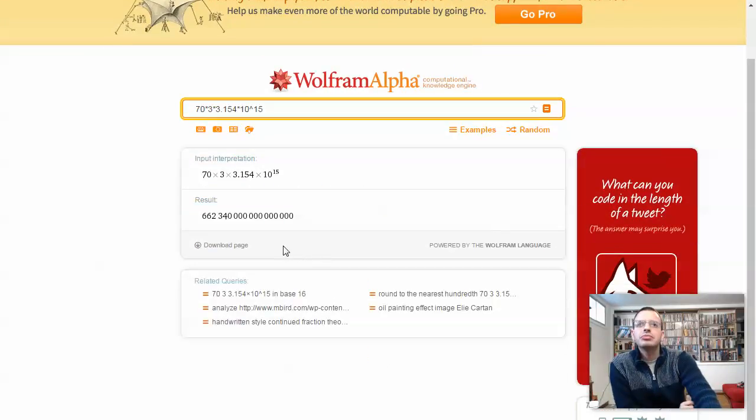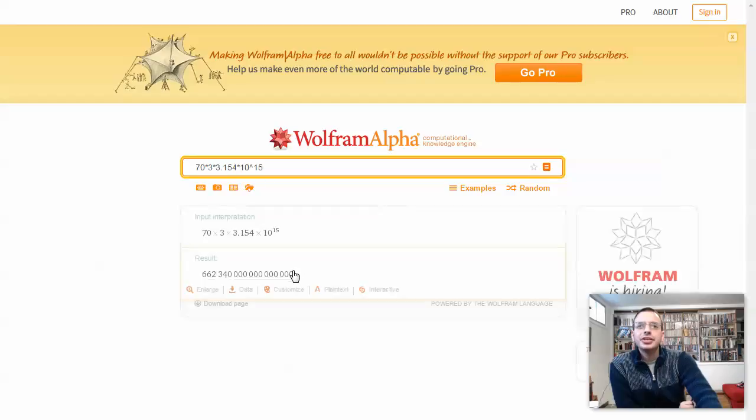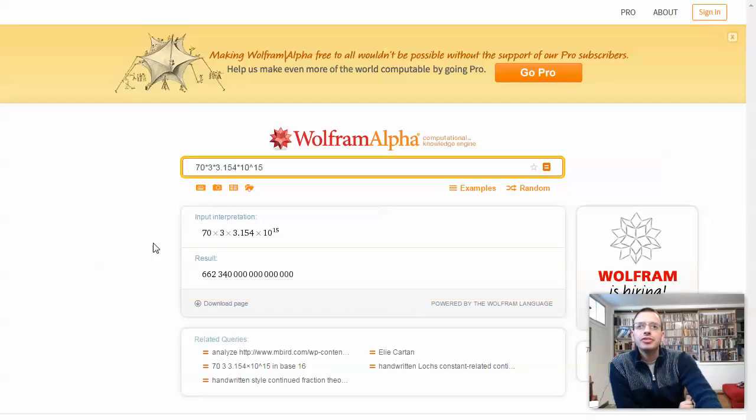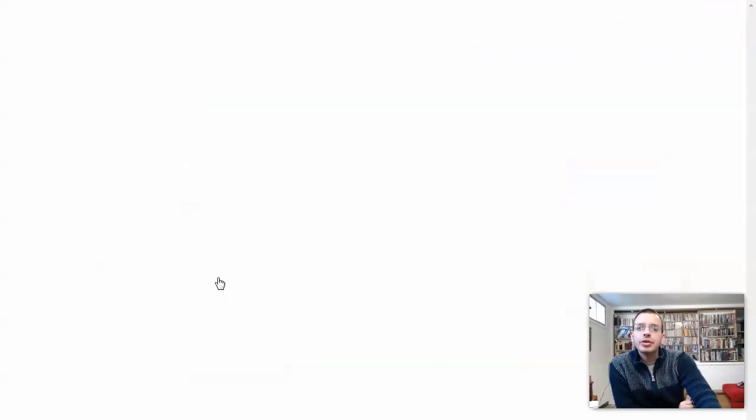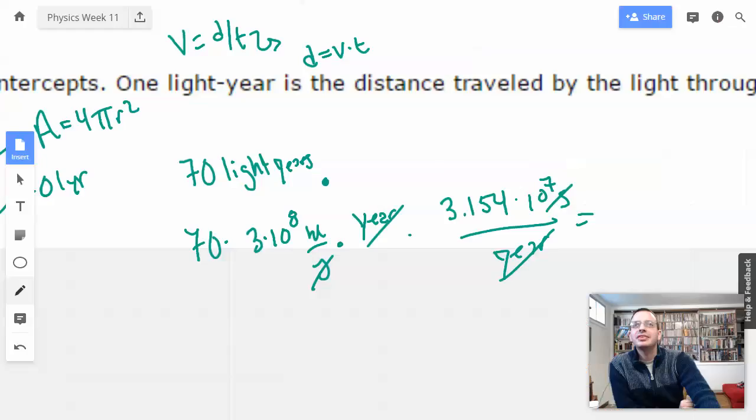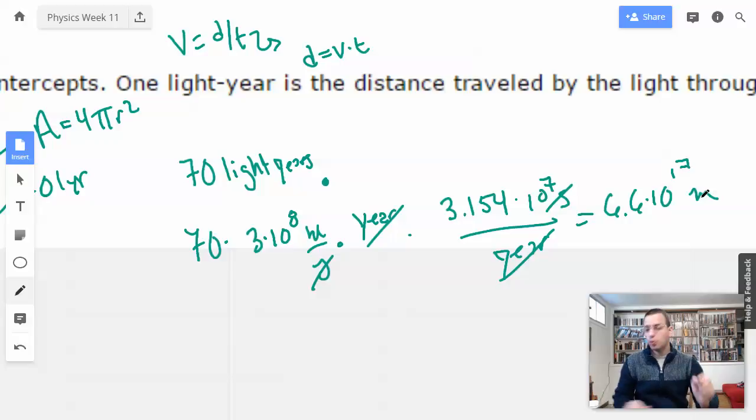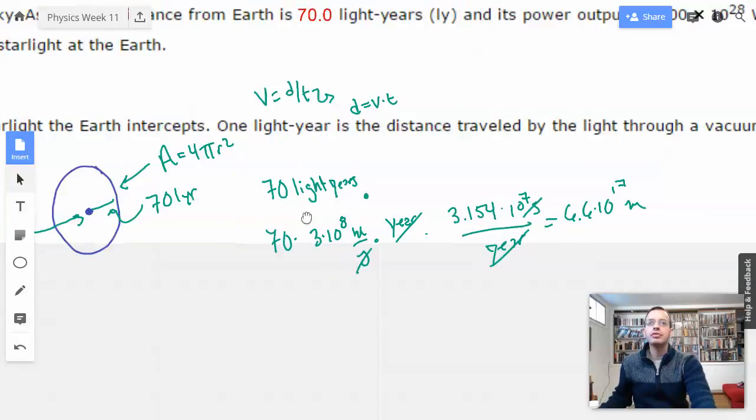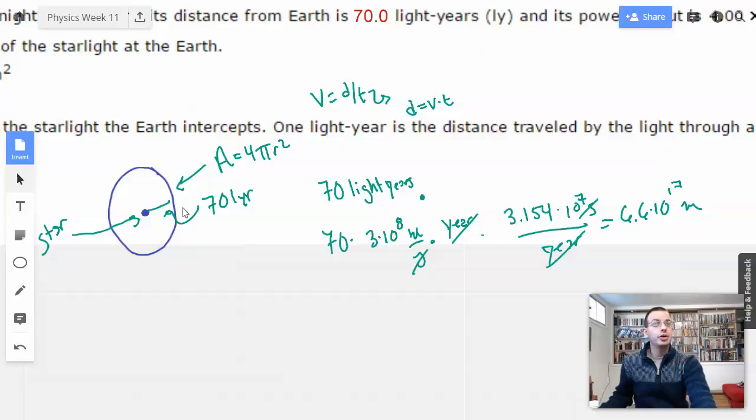I want some scientific notation here. Why aren't you giving me scientific notation? Well, okay. 6.6 times 10 to the 17th. Okay, I'm good with that. So we have 6.6 times 10 to the 17th meters. That is the radius of our sphere that we just created here.